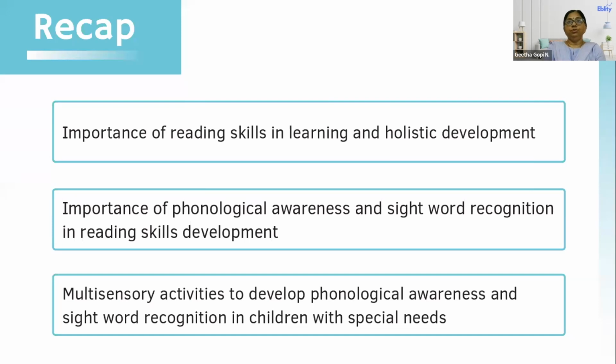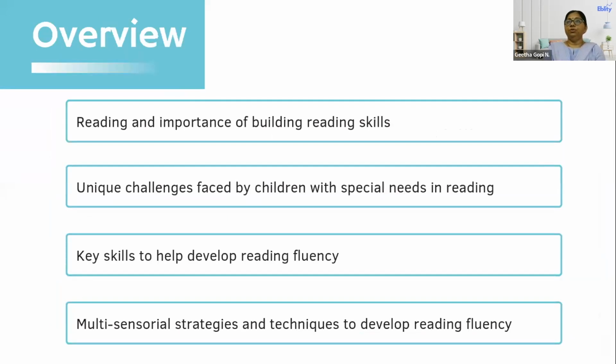So today we are going to take this a step further, and we are going to look at reading in a bit more detail, while looking at the unique challenges faced by children. Earlier we had started off with just alphabet, phonics, and CVC words, but today we are going to go a bit further and look at more of the phonic and sight word elements and how to develop better reading fluency in children. And definitely, when we look at children with special needs, we need to explore the different kinds of strategies and techniques that will help develop this reading fluency.